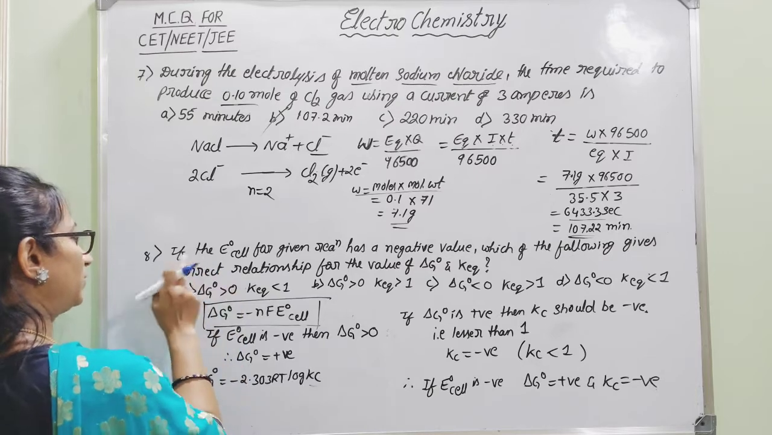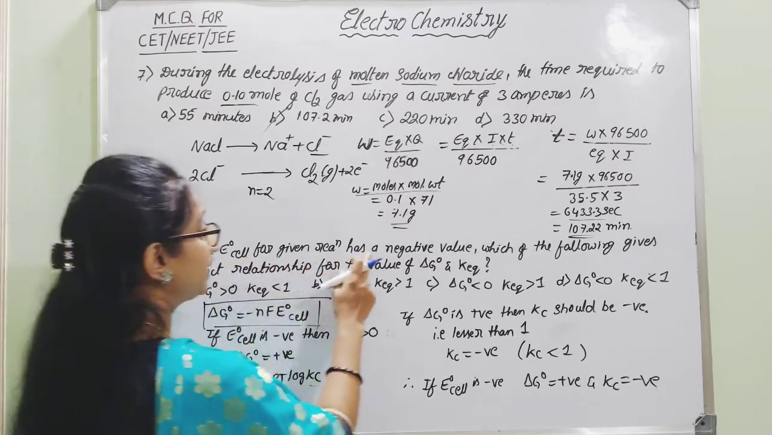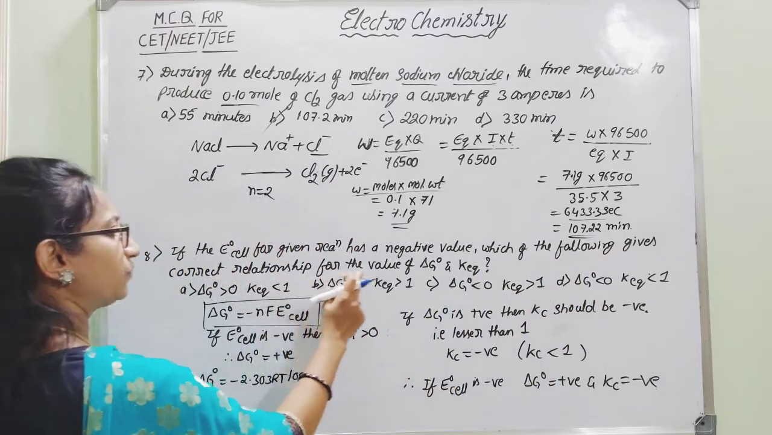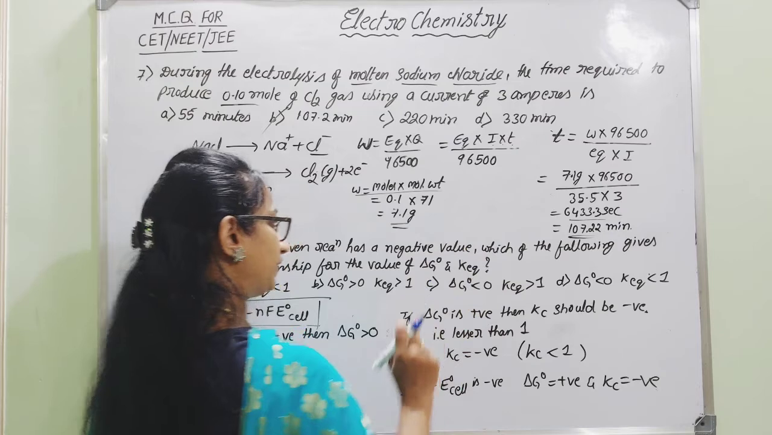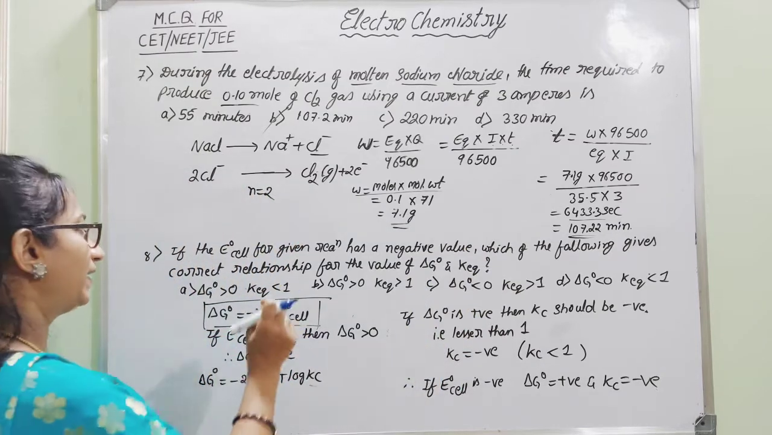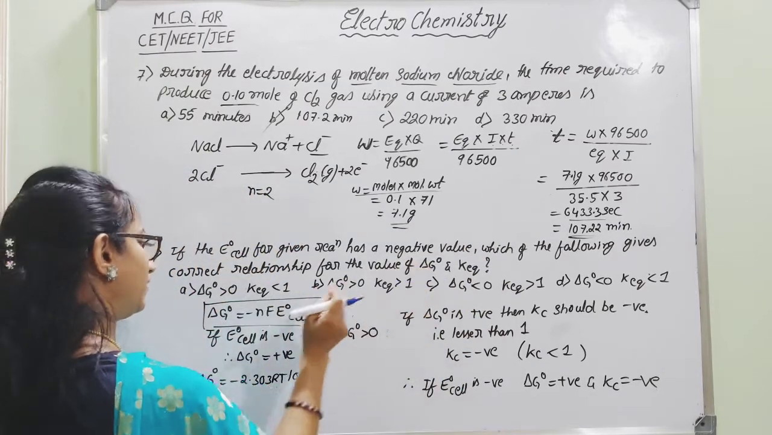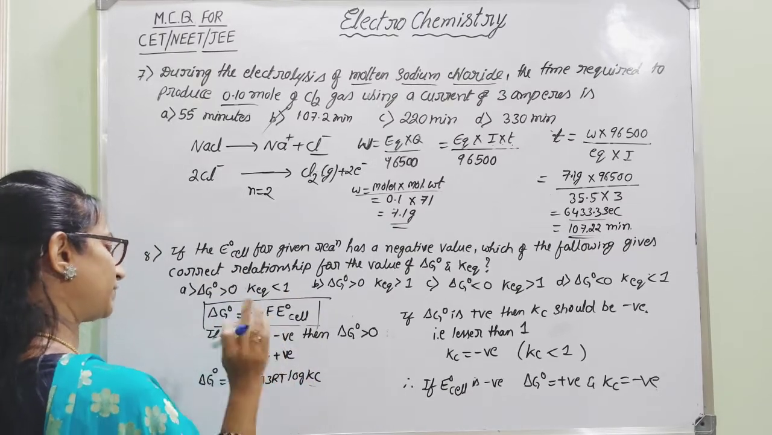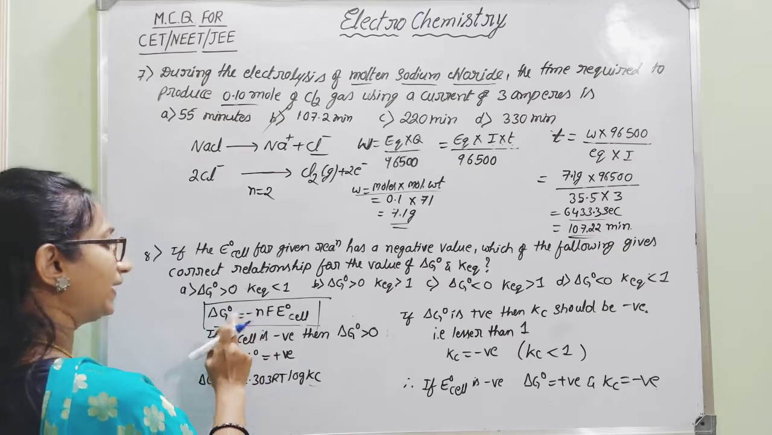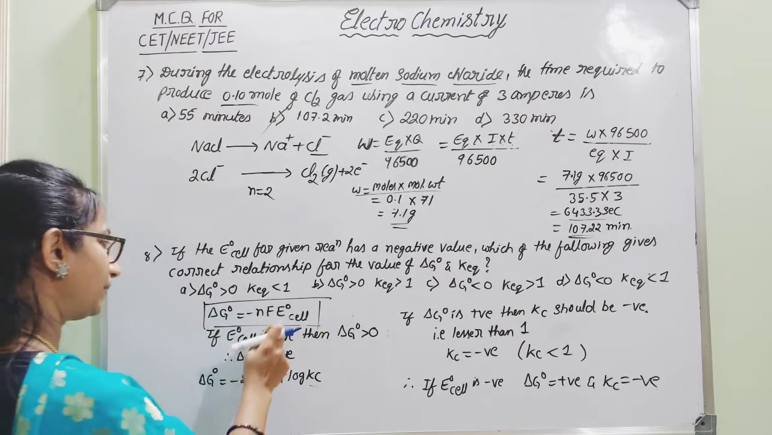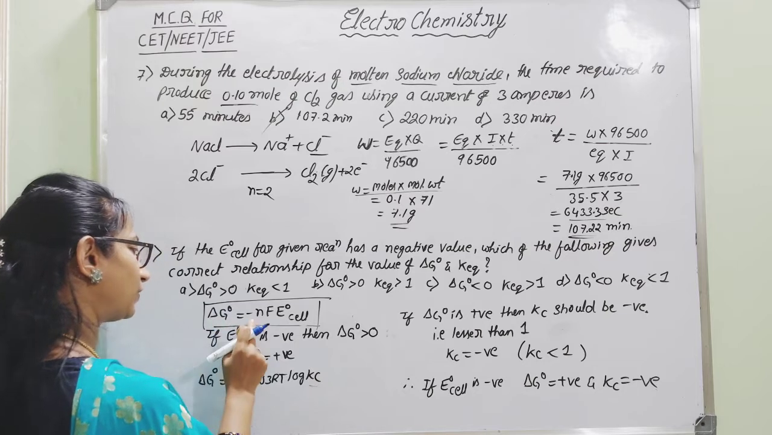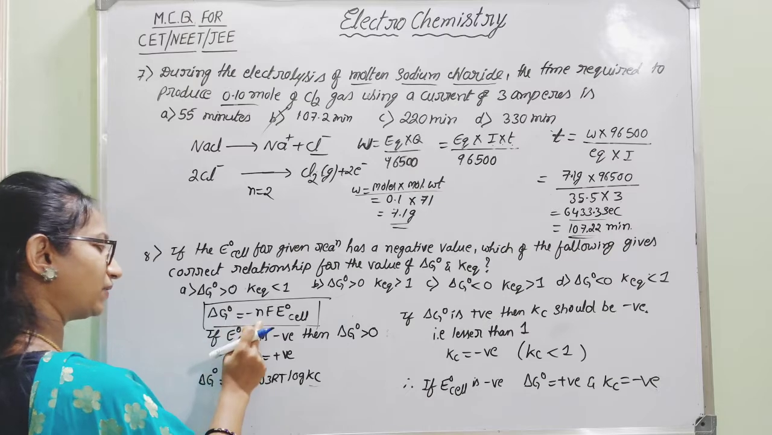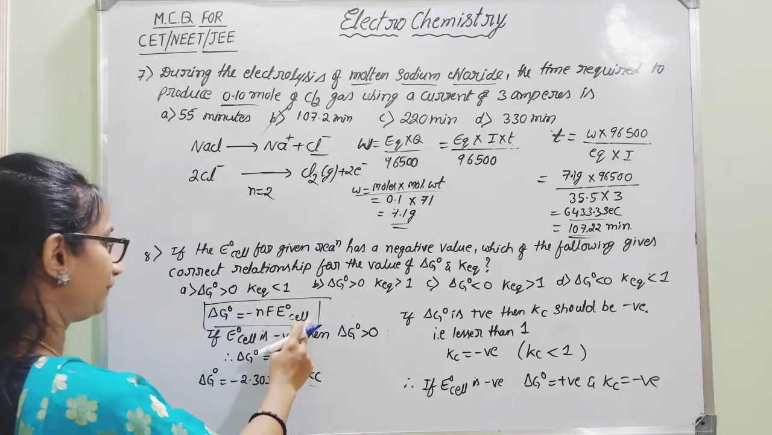Next question, 8th question. If the E naught cell for the given reaction has a negative value, which of the following gives the correct relationship for the value of delta G naught and K equilibrium? Here we can relate E naught cell with delta G naught and then delta G naught with Kc by using these two expressions. Very first, delta G naught can be related to E naught cell by this expression. Delta G naught is equal to minus nFE naught cell. Standard free energy change, delta G naught is equal to minus nFE naught cell.